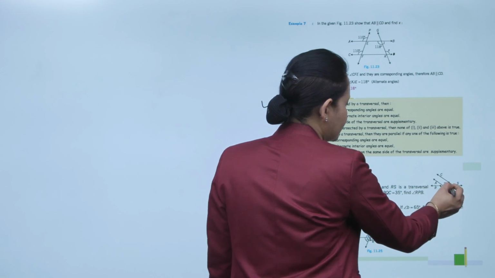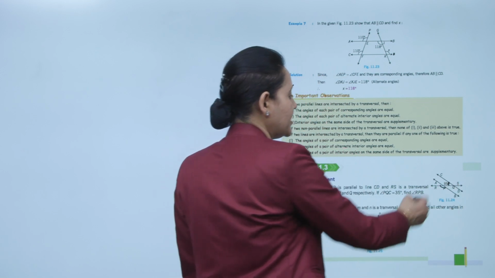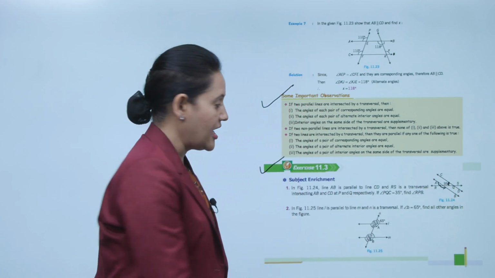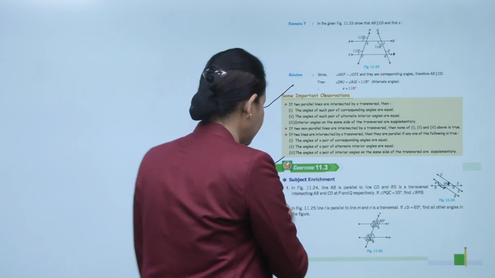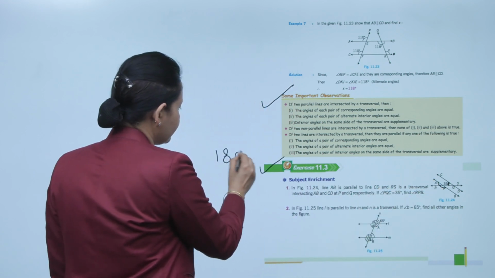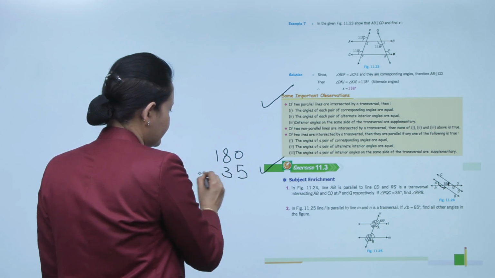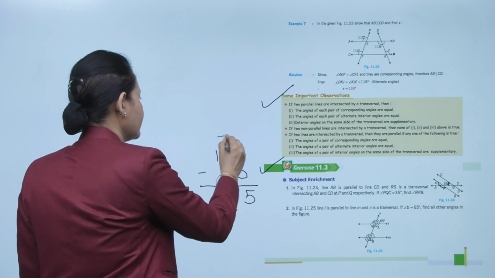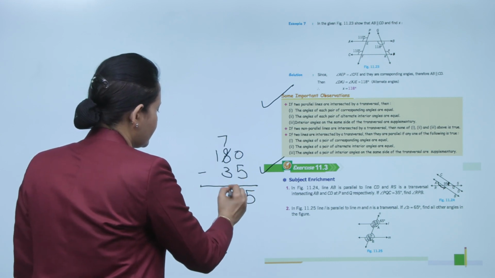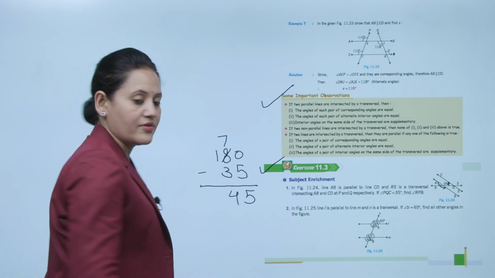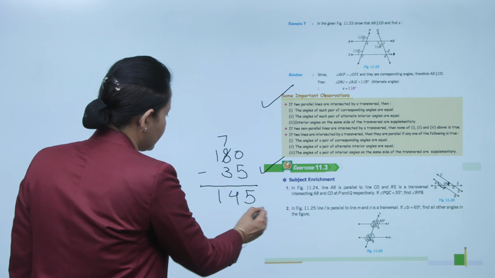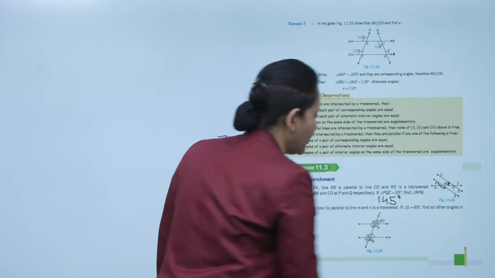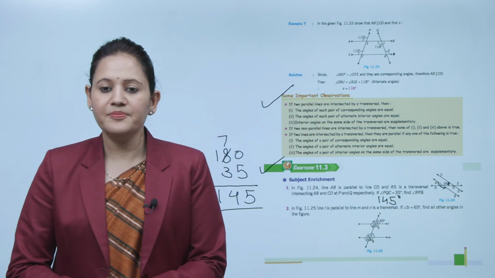If this angle is 35 degrees, that means its corresponding angle, this one, will also be 35 degrees, and these are a linear pair. So 180 minus 35 degrees, that is 145 degrees. So the measure will be 145 degrees. Clear?